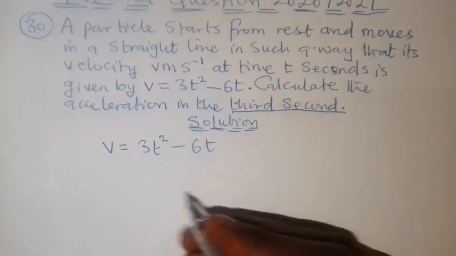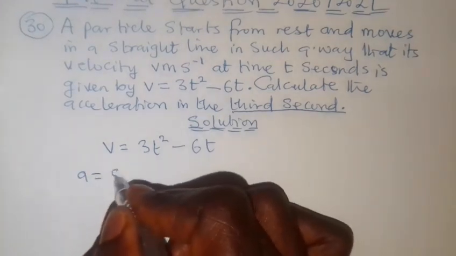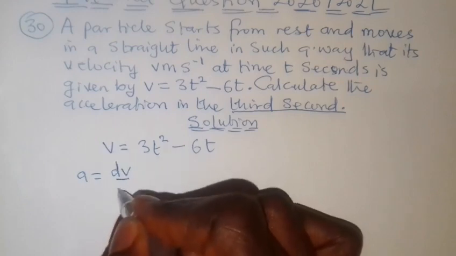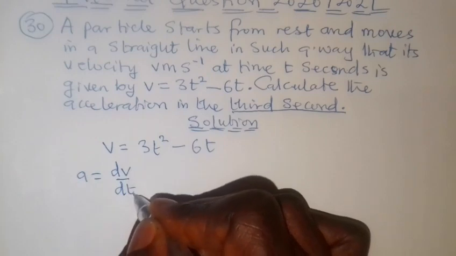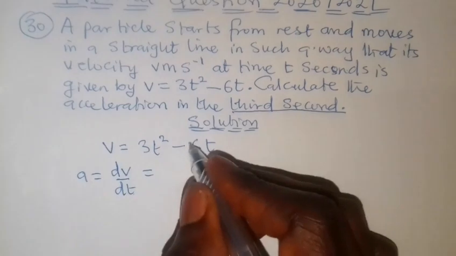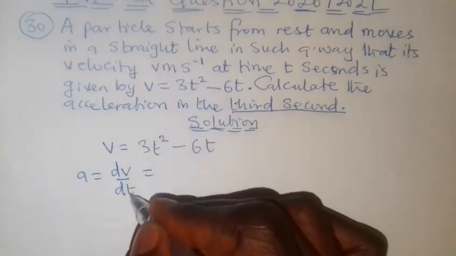6t. Now for us to get the acceleration, it is actually the derivative dv/dt, that is the rate of change of velocity with time. Now what this means is that given this velocity function, we are going to differentiate it with respect to t, and that's what we have here, dv/dt.